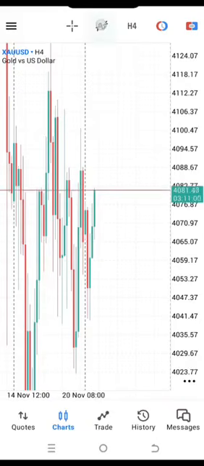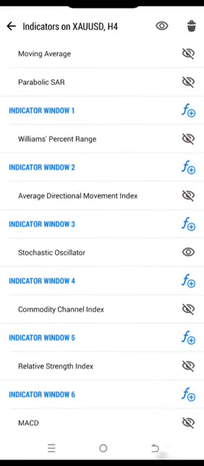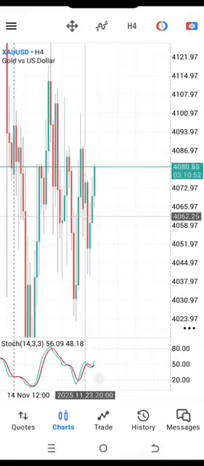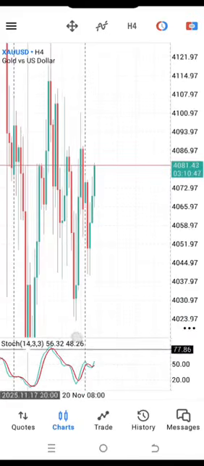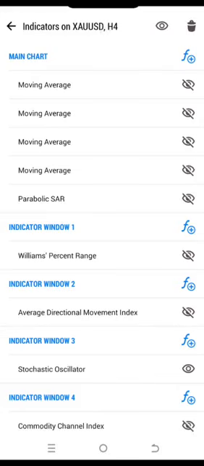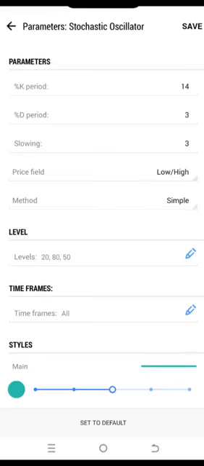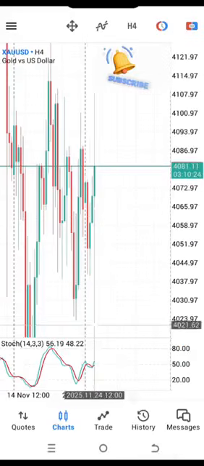Now I have a stochastic oscillator already in the chart. This is what we call the stochastic oscillator. We're going to be working with period 14, D percentage D period 3, slowing 3, and all of that. And mind you, we're adding the levels 20, 80, and 50. So that's been added to the chart.